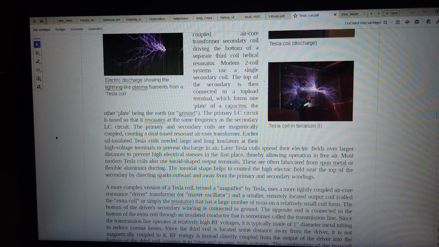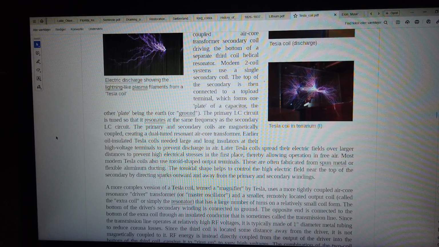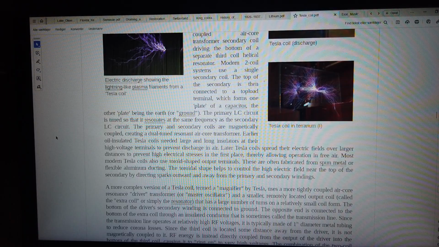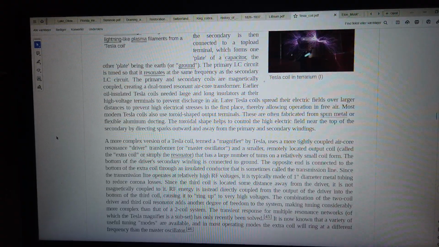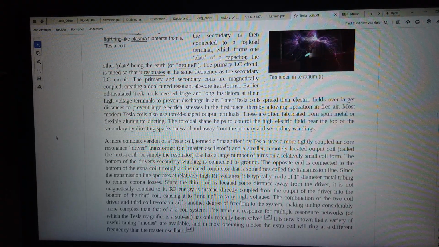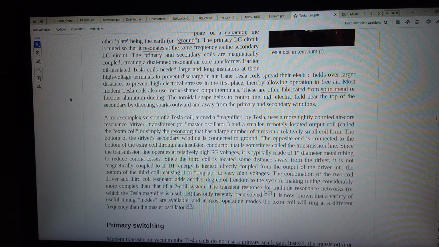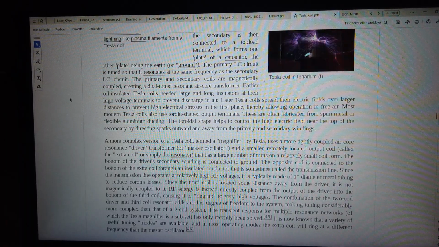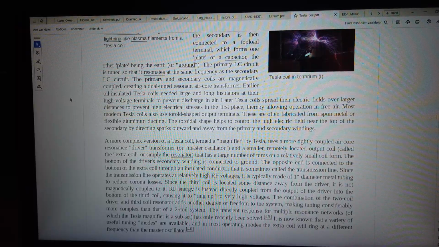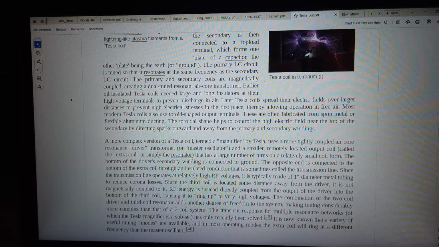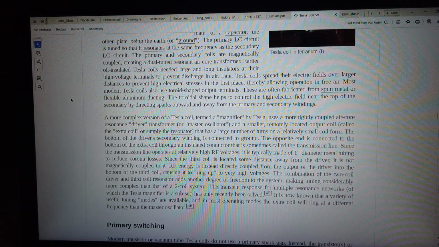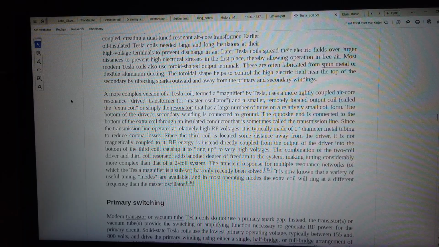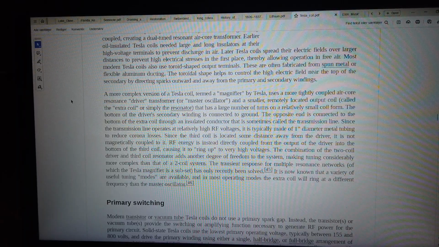A more complex version of a Tesla coil, termed a magnifier by Tesla, uses a more tightly coupled air core resonance driver transformer, or master oscillator, and a smaller, remotely located output coil, called the extra coil or simply the resonator, that has a large number of turns on a relatively small coil form. The bottom of the driver's secondary winding is connected to ground. The opposite end is connected to the bottom of the extra coil through an insulated conductor that is sometimes called the transmission line.